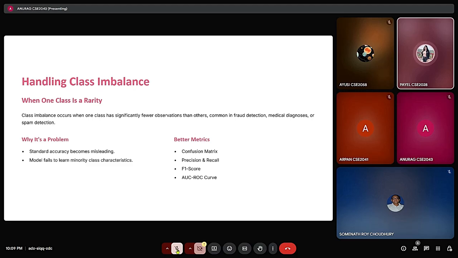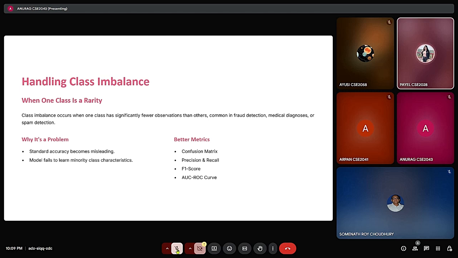Class imbalance. That is when one class is a rarity. Class imbalance happens when one class in the dataset has far fewer samples than the others. This is common in domains like fraud detection, medical diagnosis, or spam filtering, where the positive class is rare as compared to the negative one.